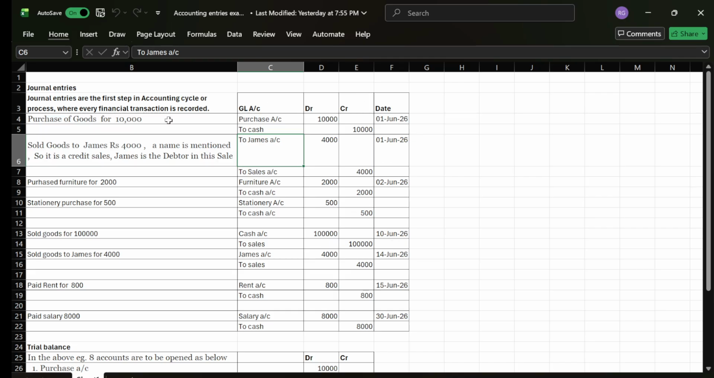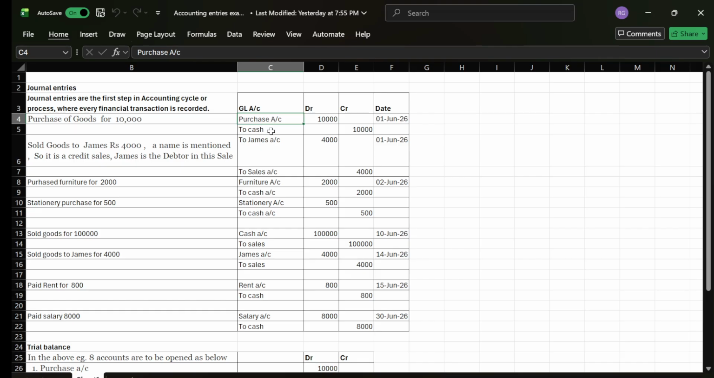Now, let me walk you through the first use case: purchase of goods for $10,000. Purchase of goods for $10,000 means that goods are coming in and cash is going out. So this is a cash sale. What is the related account? A purchase account is the expense account. There is no specific name mentioned here. It's a purchase of goods. So I'm just creating a purchase account, which is a generic expense account when I do some purchase.